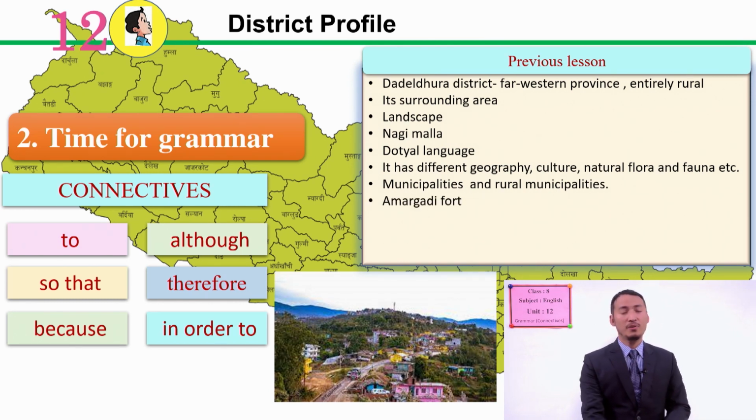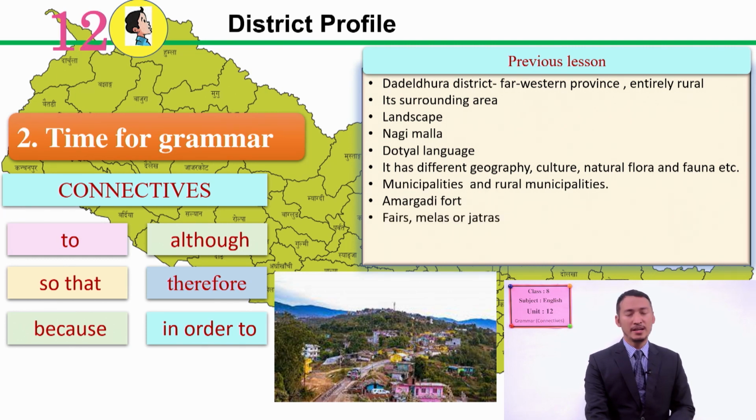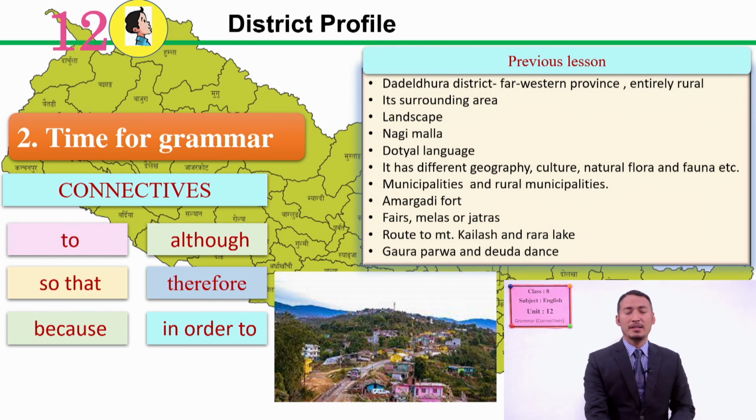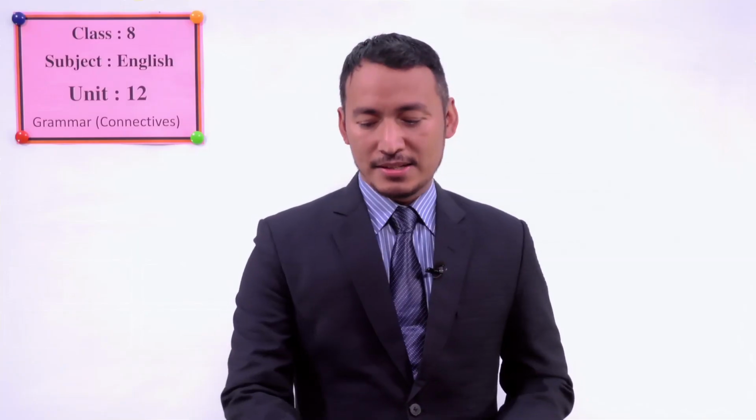And there is one important place, Amargari Fort, and there are different melas, fairs and jatras. And there is one route to Mount Kailas and Rara Lake. And there are Parvas and dance highly celebrated like Gaura Parva and Deura dance. Okay students, so that is the preview that we have already learned in our previous lesson. Now let's learn about grammar from this unit.